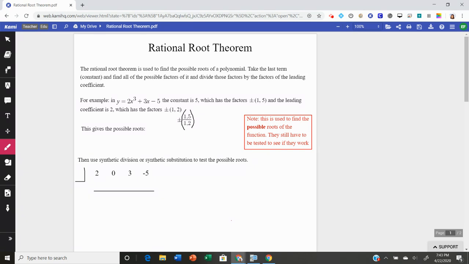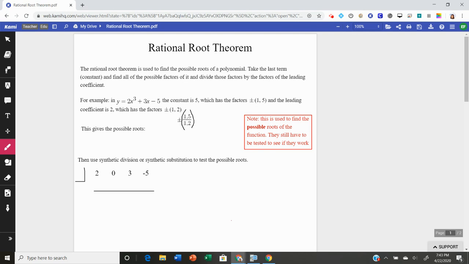So I'll show you wherever I can find shortcuts. I'll let you guys know because this can be kind of a long and tedious process. So let's start by figuring out what are our possibilities. In order to get those possibilities for our first function here, we're going to have to take a look at our last term, our constant term, find all of those factors, and divide that by all the factors of the leading coefficient.